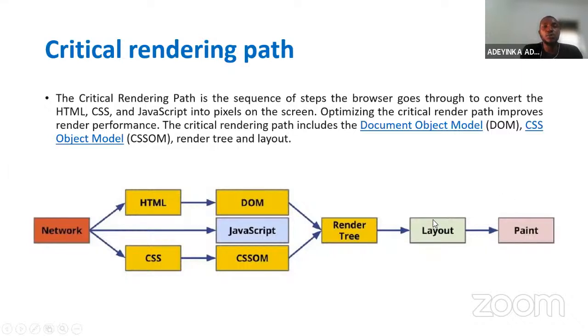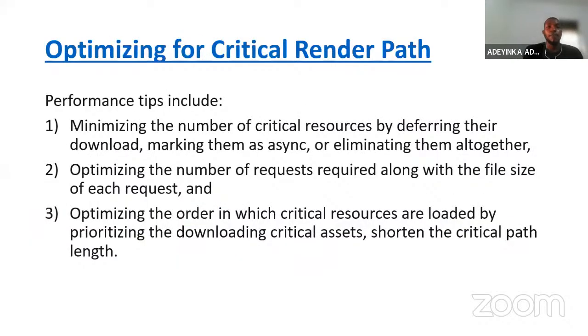It's a very good thing to understand this critical render path, because it's actually where the rework is and how you can control the performance of your web application or website. So, optimizing for the critical render path. There are a number of tips that help to optimize your web app or website. One of them is to minimize the number of critical resources by deferring their download, marking them as async, or eliminating them altogether.